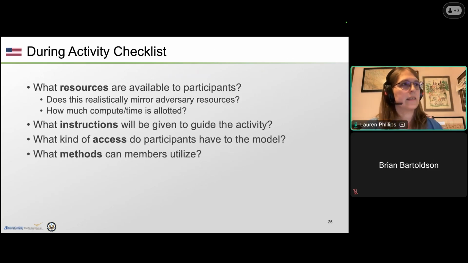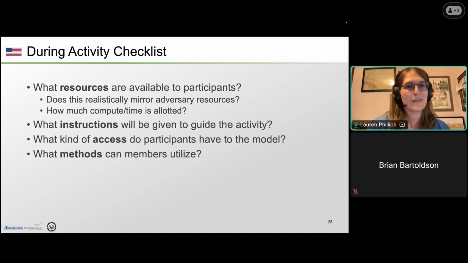Then during the activity itself, I want to think about what resources participants have access to. Do those resources realistically mirror what an adversary might have access to? How much information does the adversary or attacker have in terms of how the system actually works behind the scenes? We might think about how much compute or time is available to the attacker to figure out a successful attack. We want to think about the instructions that are going to be given to guide the activity.